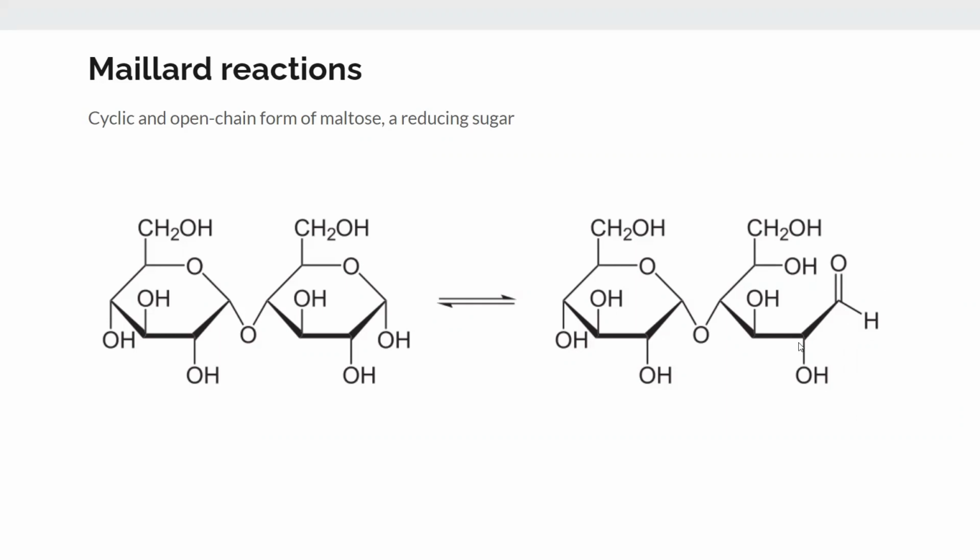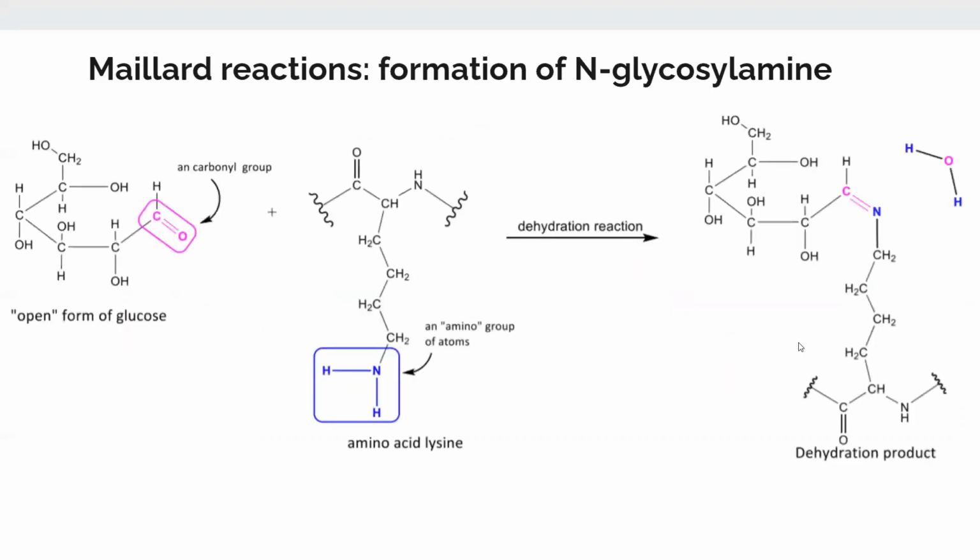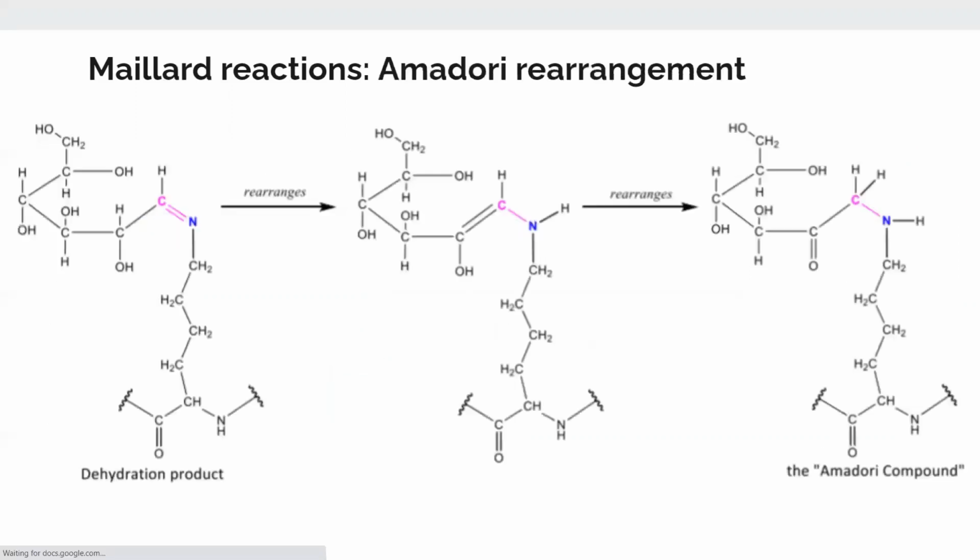The first step is the formation of a compound called N-glycosylamine. This forms when the carbonyl group of the reducing sugar reacts with the free amino group of a protein, causing loss of water and product formation. After glycosylamine formation, an intermediate is formed and isomerized, a process called the Amadori rearrangement. The result is a ketosamine.